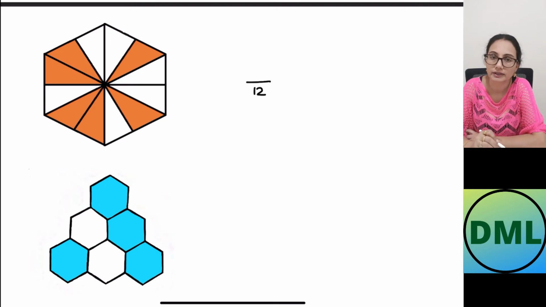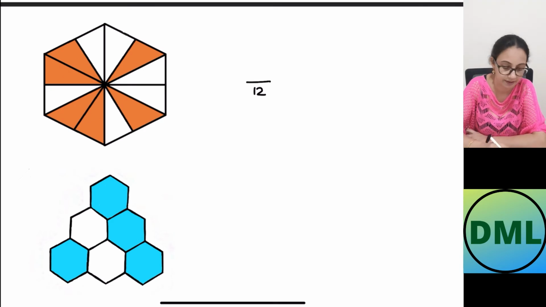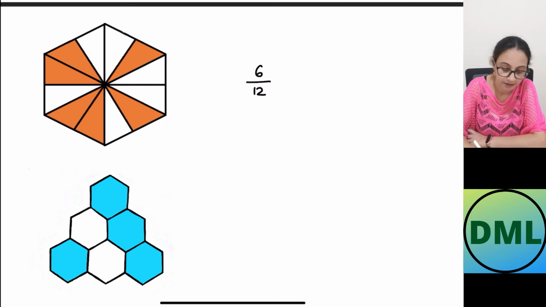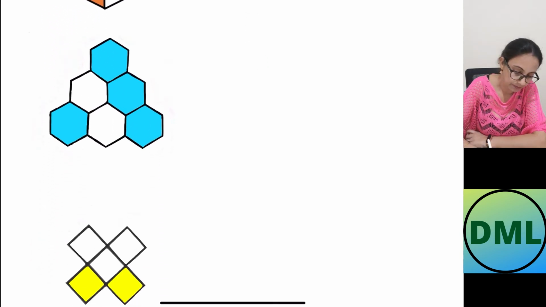Now I will look for the colored parts I have. So let's count the colored parts. 1, 2, 3, 4, 5, 6 parts are colored. So let's write down 6 in the numerator. That means 6/12 parts are colored. Out of 12 parts, 6 parts are colored. Let's see one more example.